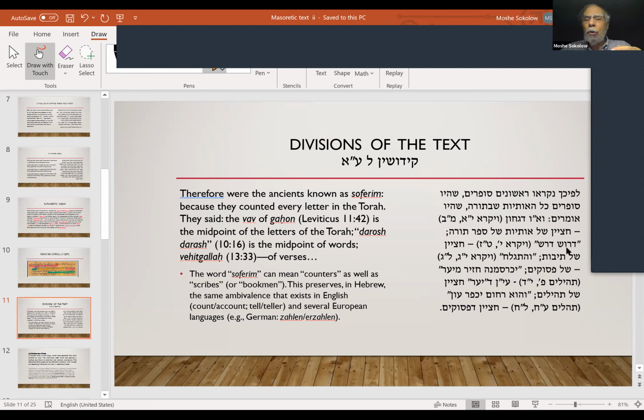And they were able to tell us that the words darosh, darash were the exact middle of the Torah, counting not letters, but counting words, and that the word v'hit galach was the middle of the Torah if we were counting not letters and not words, but we were counting verses or sentences.